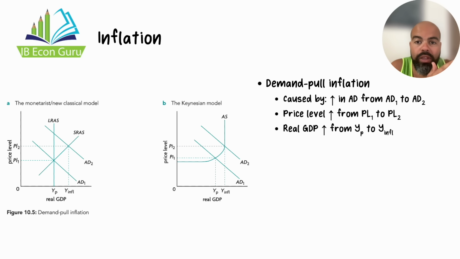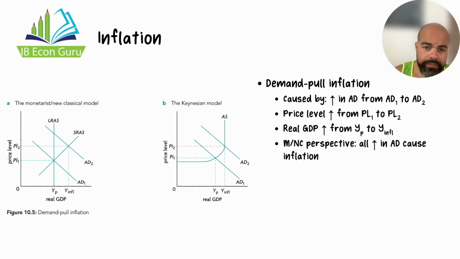Demand pull inflation is the type of inflation that accompanies short-term economic growth, because short-term economic growth is represented by an increase in AD from AD1 to AD2, and output increases from Y1 to Y2. The rise in the price level from PL1 to PL2 is the demand pull inflation. So demand pull inflation and short-term economic growth go together.